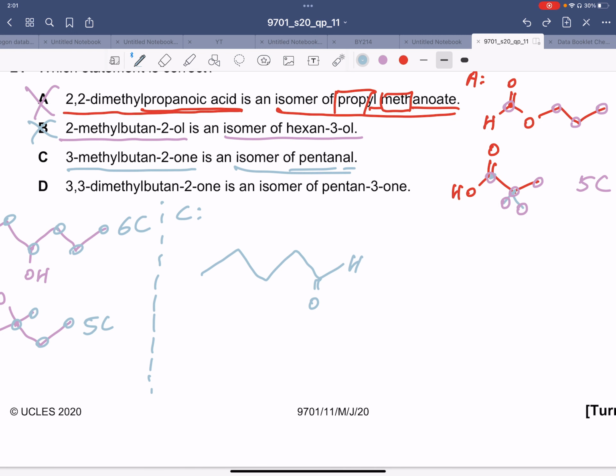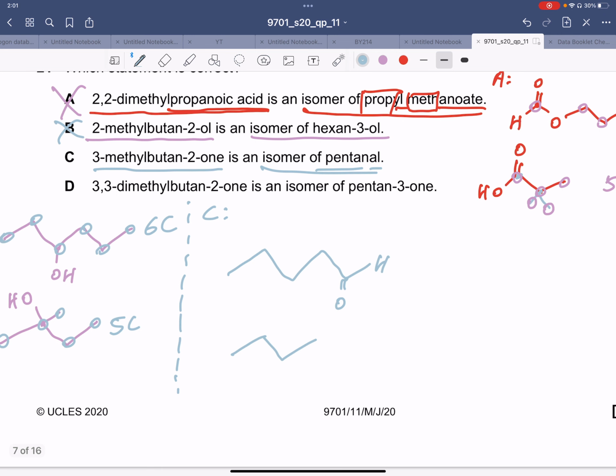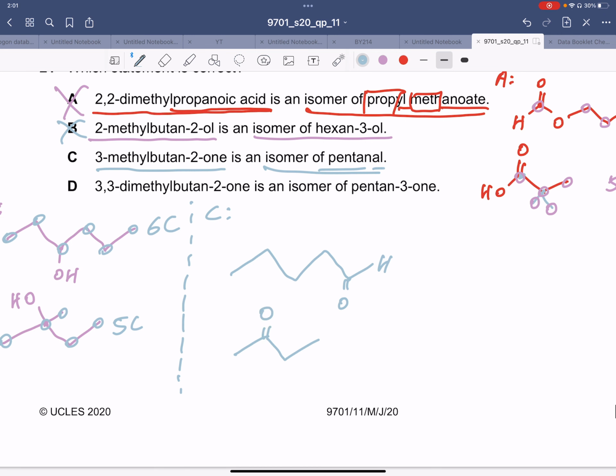3-methylbutan-2-one. Okay, again, butane is 1, 2, 3 because it's 4 minus 1, 3 lines. And then 2-one, okay, so 2-one would be O right there, so that's a ketone, and then 3-methyl, so that would just be right there. So 3-methylbutan-2-one is an isomer of pentanal. Okay, counting the number of carbons: 1, 2, 3, 4, 5, so 5 carbons. 1, 2, 3, 4, 5. Ooh, 5 carbons. Okay. We also have 1 oxygen each.